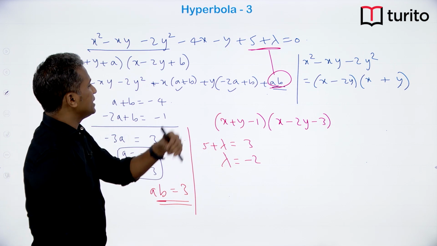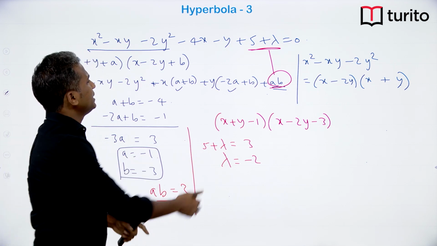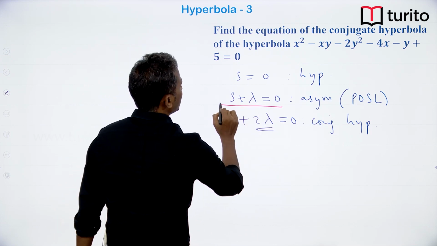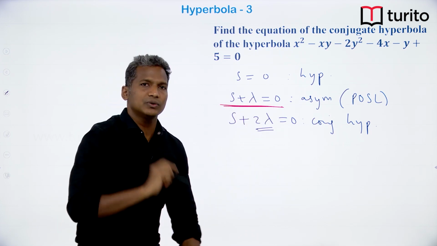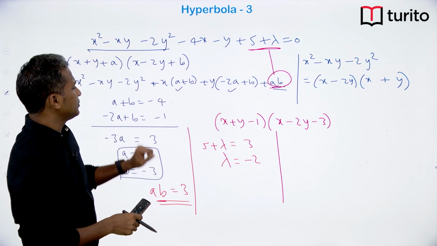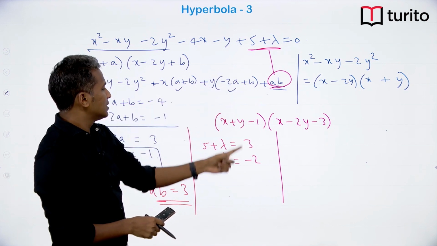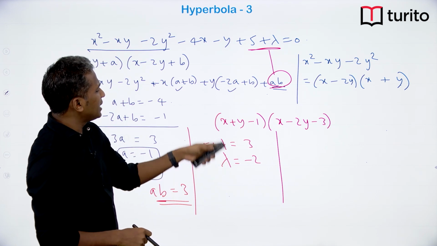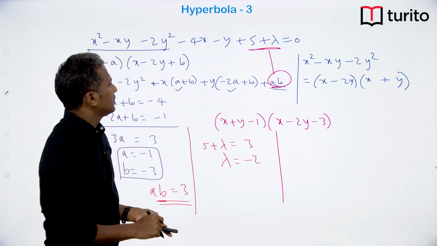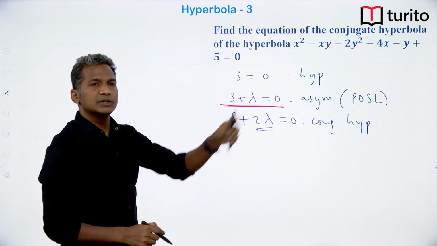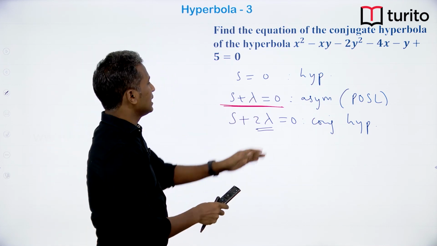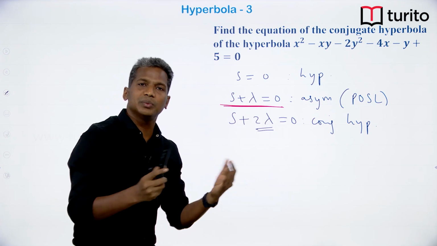So if lambda is minus 2, and here if you understood, what have we done? S plus lambda equal to 0 must give the asymptotes. So for this to give asymptotes, the constant term must be 3. So that means we found lambda to be minus 2. So just by adding minus 2 to the given equation, I can get the equation of asymptotes. And if I add minus 2 two times, I will get the equation of the conjugate hyperbola.